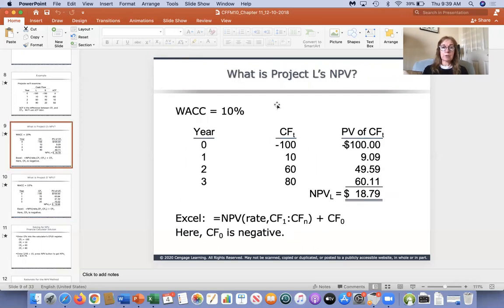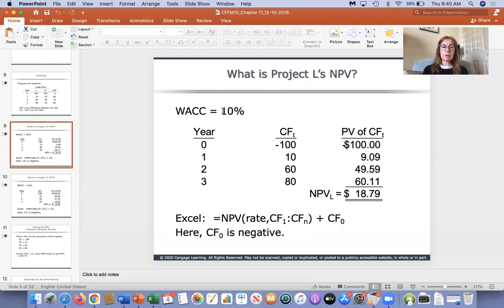So here is this project, and in year zero the cash flow is negative 100, then year one 10, year two 60, and year three 80. So over here, we're just simply taking the present value of the cash flows using the present value of a lump sum formula. So this stays at negative 100. $10 in the first year, we bring that back to the present value. So it's going to be $10 divided by 1.1, and that gives us $9.09.